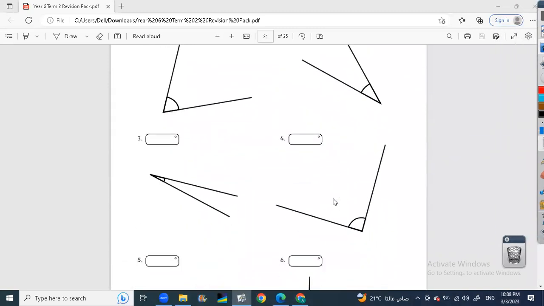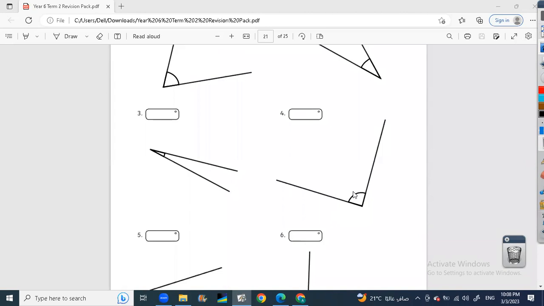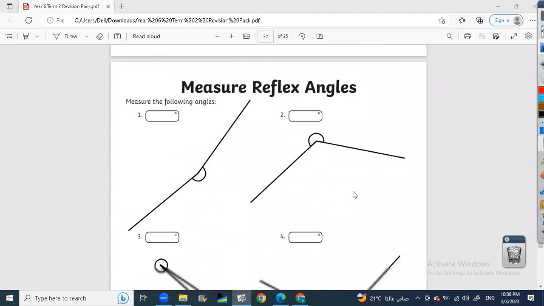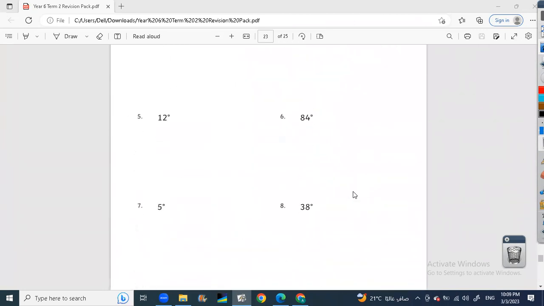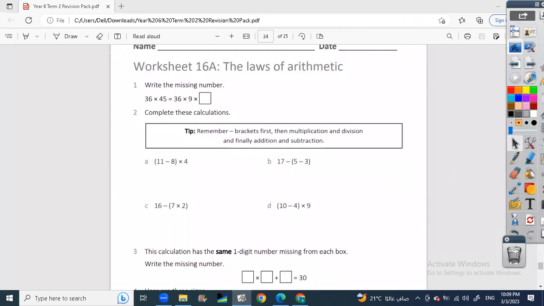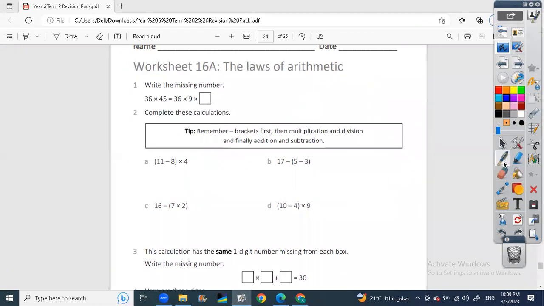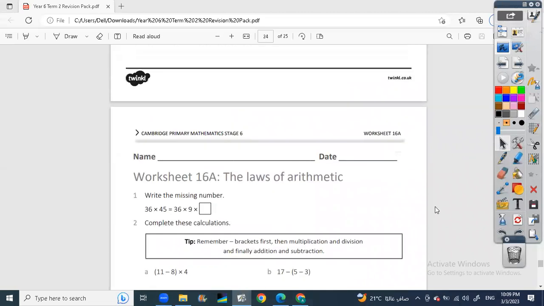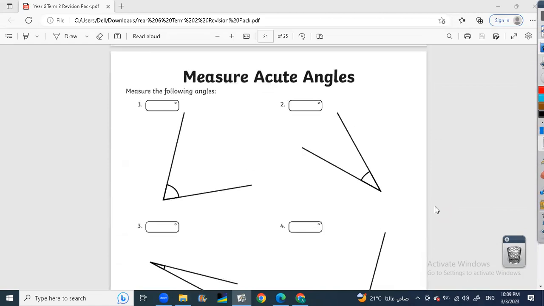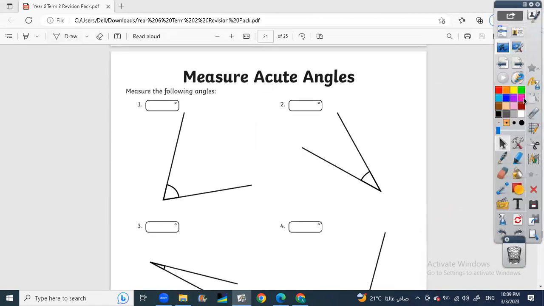Measuring angles. I'm going to try my best to get back to this and help you with it. Let's just see if there's something else over there. All right, let's move to the laws of arithmetic. Well, not to confuse you guys, I'm going to try right now to get the protractor and help you with measuring angles first. Measuring angles, just a second.